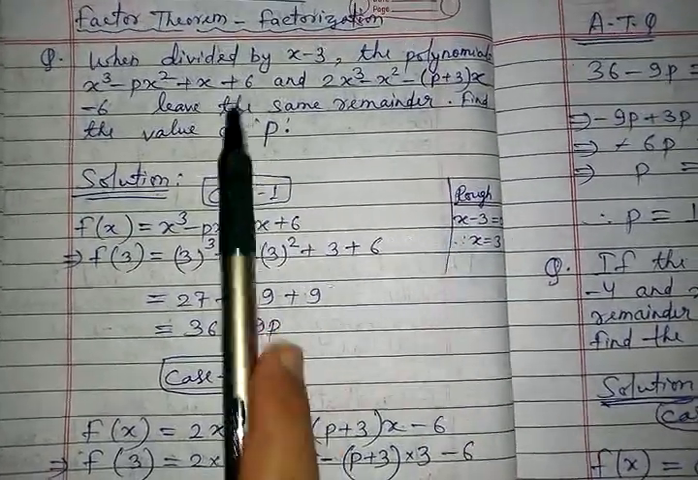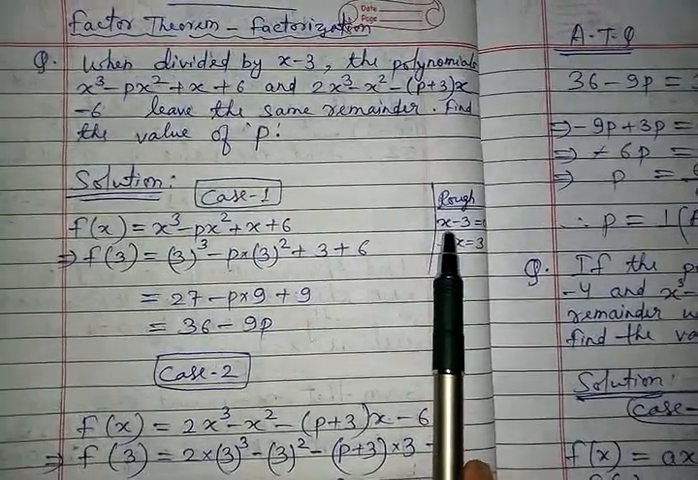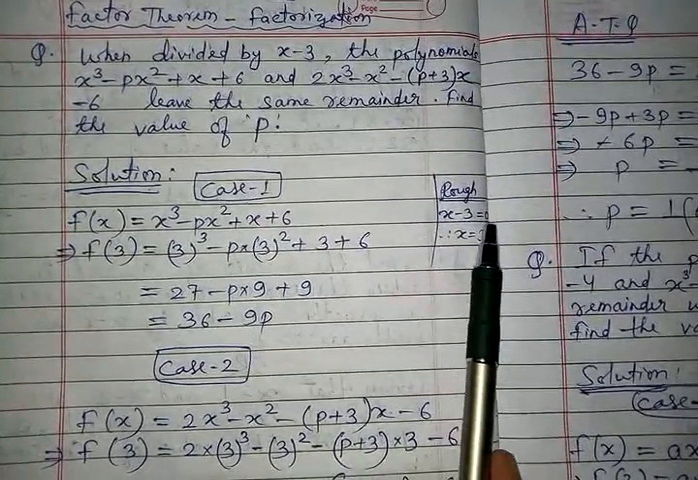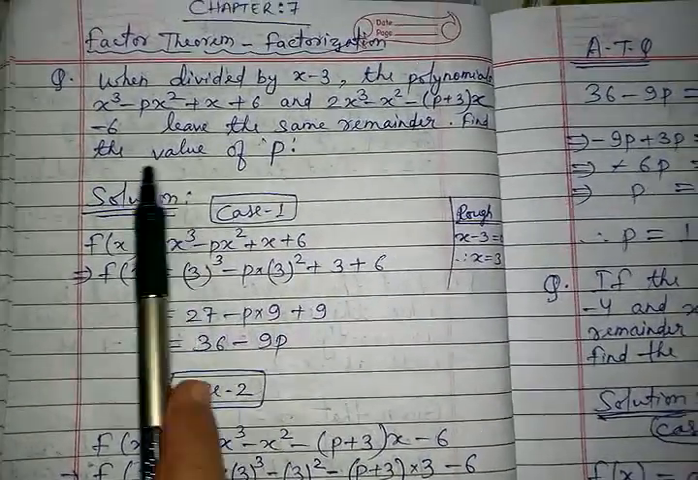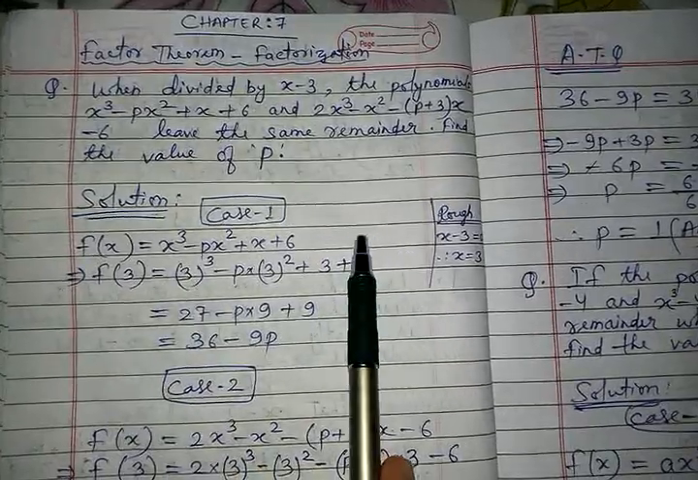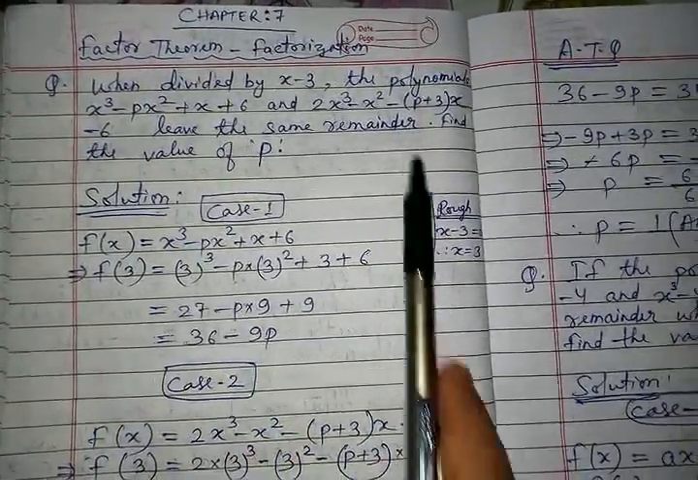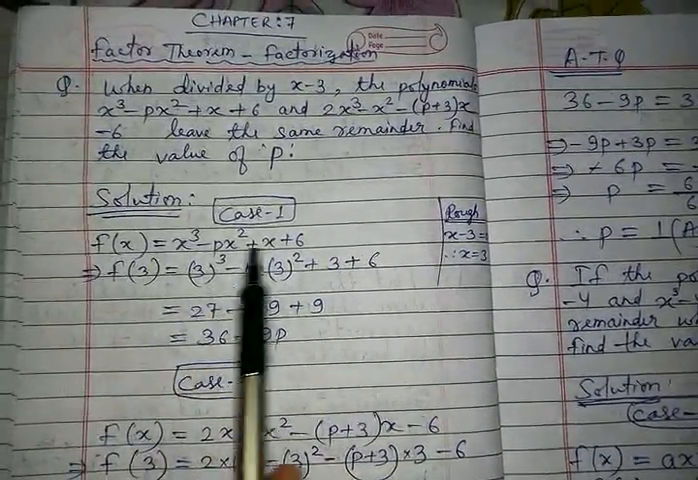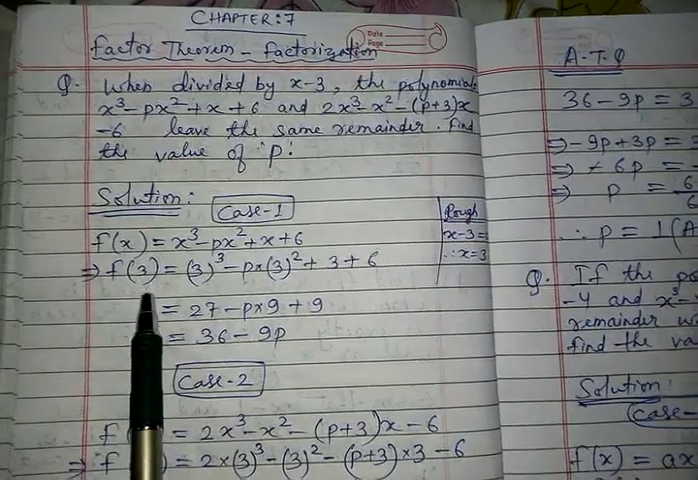Now, rough work. As you all know, x minus 3 is the divisor. So x minus 3 equal to 0, x equal to 3. So the value of x will be 3. As you all know, the polynomial we write as f(x) equal to the polynomial. The same polynomial I wrote here as case 1, because there are case 1 and case 2. So in case 1 I wrote this.